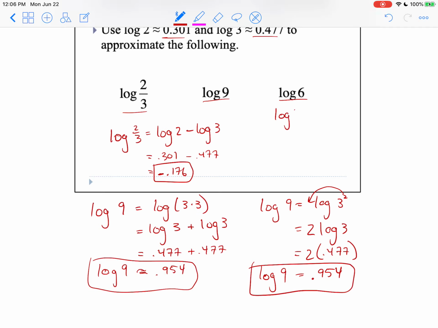So log of 6 can be thought of as log of 3 times 2, which can be log of 3 plus log of 2. And so 0.477 plus 0.301 gives me 0.778.